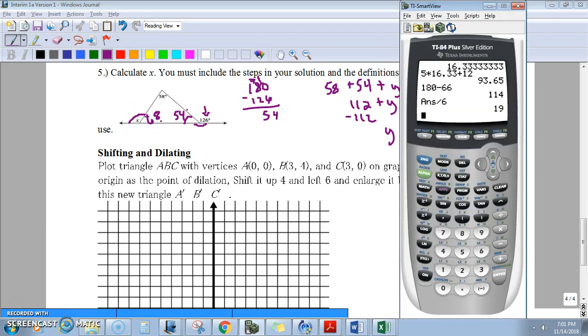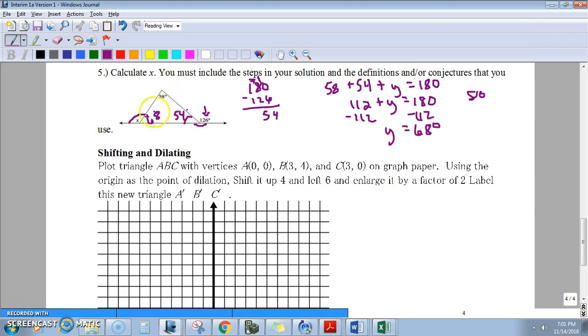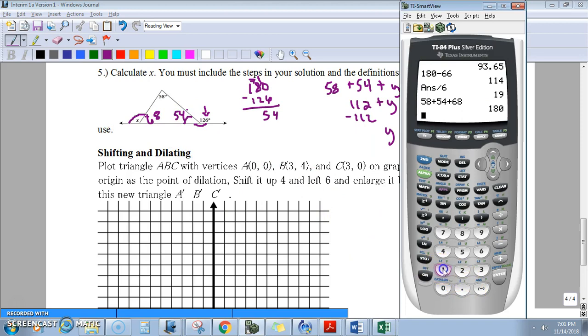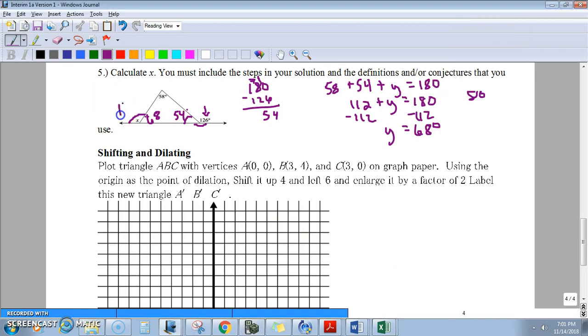So does that work? Let's double check in the calculator. Is 58 plus 54 plus 68 180? Nice, my mental math worked. And that means that 68 plus x have to be 180 also, so I can just say 180 minus 68 is equal to 112. So x is 112.